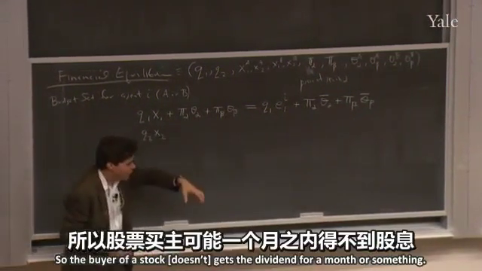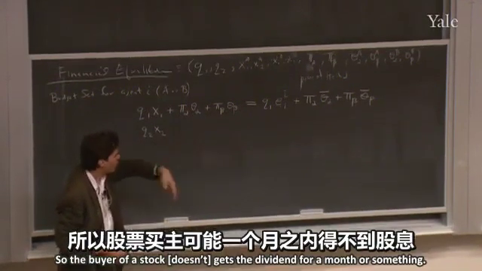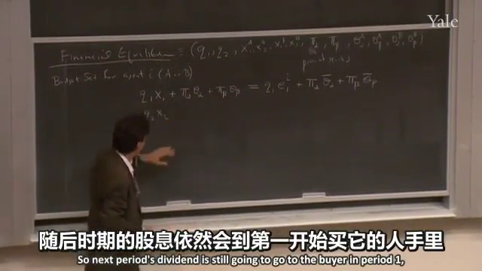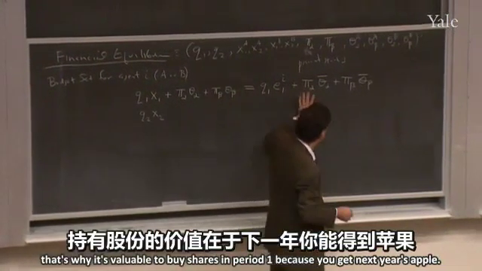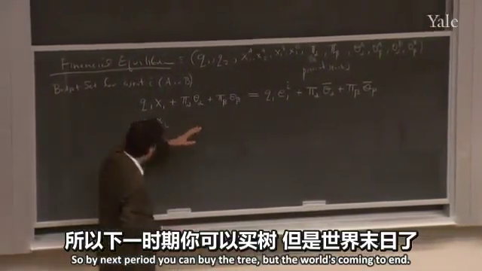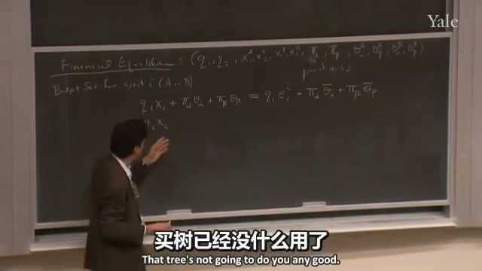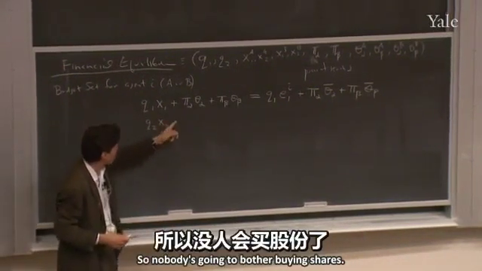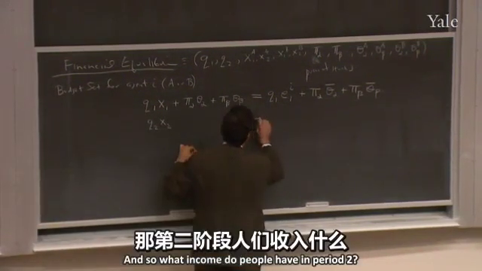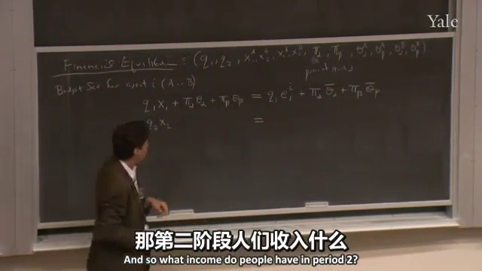So the buyer of a stock gets the dividend. So next period's dividend is still going to go to the buyer in period 1. That's why it's valuable to buy shares in period 1, because you get next year's apples. Okay, so by next period, you can buy the tree, but the world's coming to an end. The tree's not going to do you any good. It doesn't produce any more apples. So nobody's going to bother buying shares. I don't have to bother with them. The prices are 0.